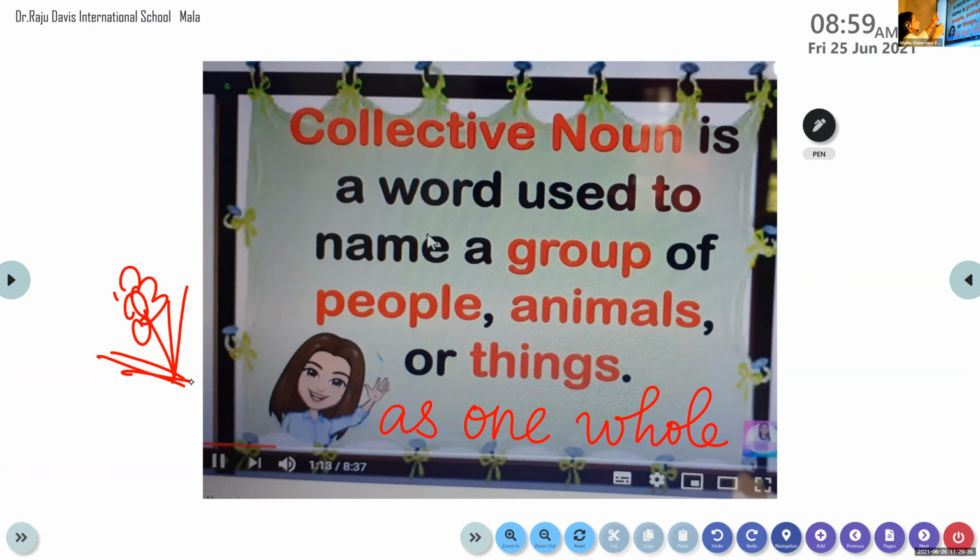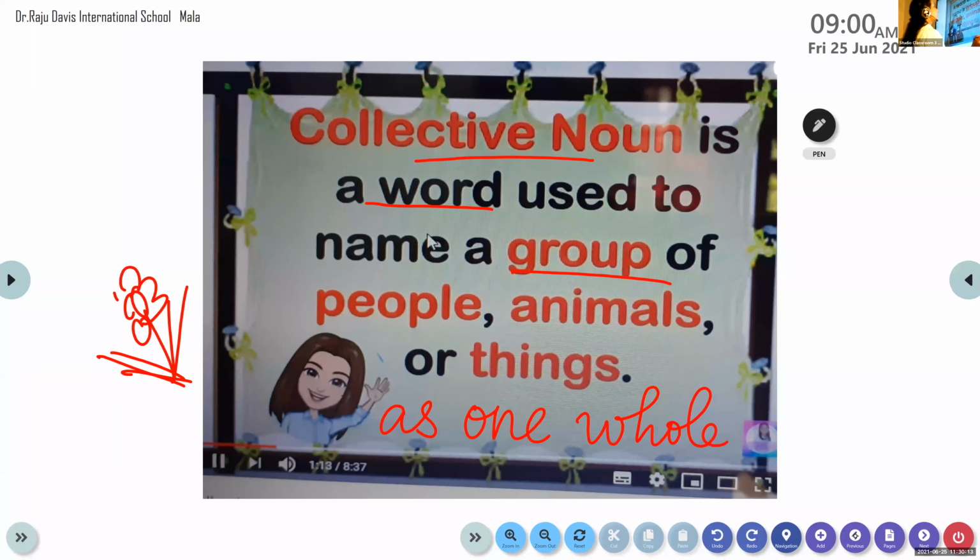So all of you have a look at it. A collective noun is a word used to name a group of people, animals or things as one whole. Once more, what is a collective noun? A collective noun is a word used to name a group of people, animals or things as one whole. It is a word used for what? Used to name a group of people, animals or things as one whole. Only then it comes to the collective noun.